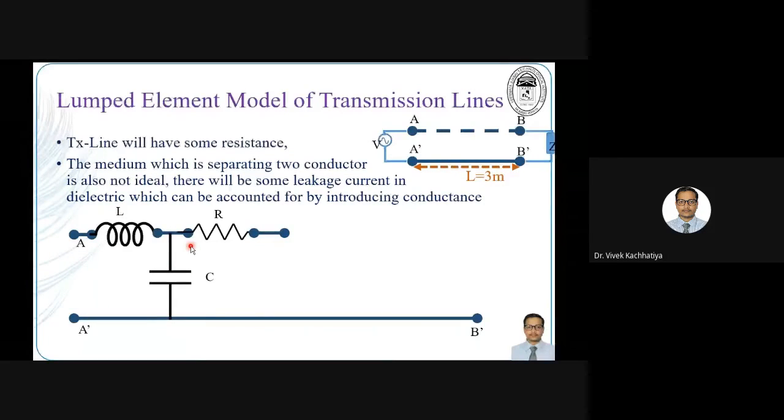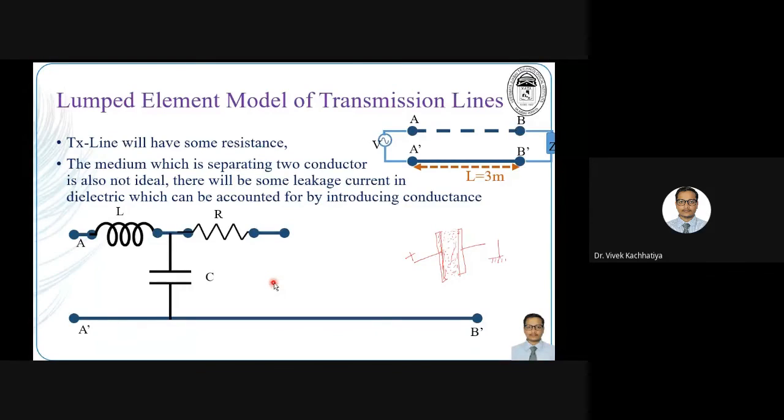So what do we mean by capacitance? We have two parallel plates, and in between these two plates we have a dielectric medium. What do we mean by dielectric? Dielectric means it allows an electrical field to pass across its length and breadth. These two lines are separated by some dielectric medium, which can even be air. Whatever capacitance is there along the length of my transmission line will be represented by this capacitance value C.